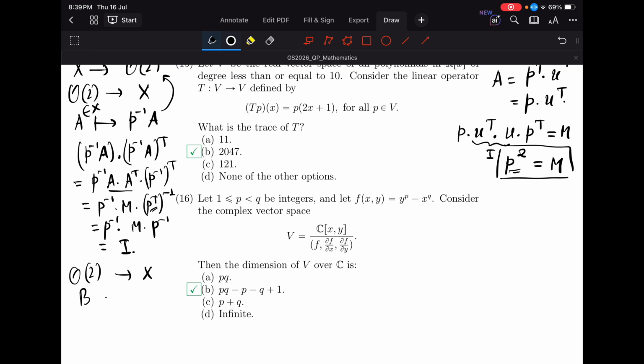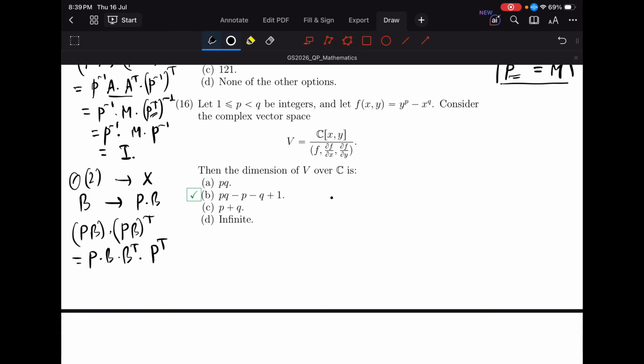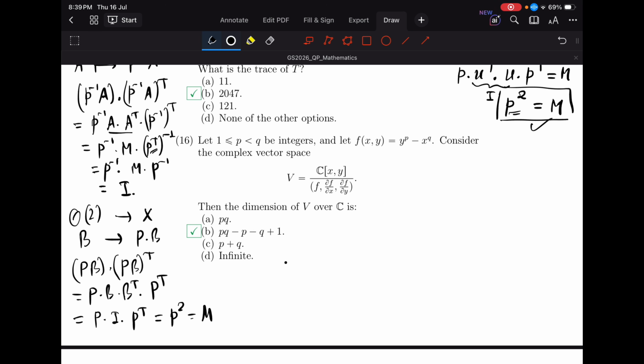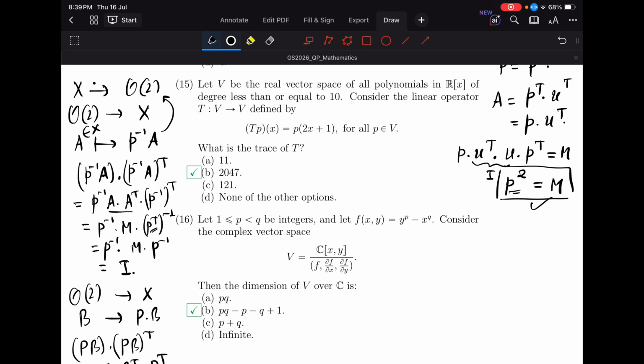Similarly, from O2 to X you can define B goes to simply PB, and let us check. PB times PB transpose is P B B transpose P transpose, and B is inside O2, that means B B transpose is I, and P times P transpose equal to P square, which is M. Okay, so this is inside X. So this is a continuous bijection from X to O2, and this is also a continuous bijection. Okay, so you can find it like that.